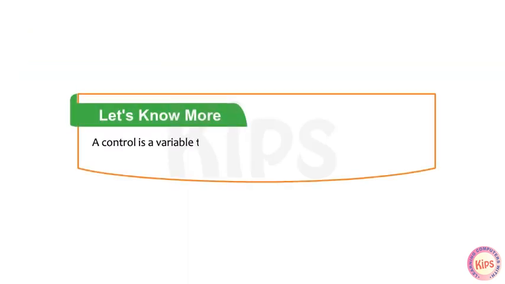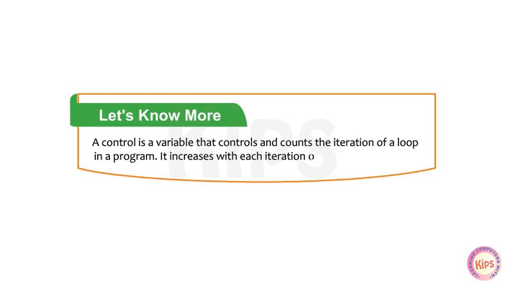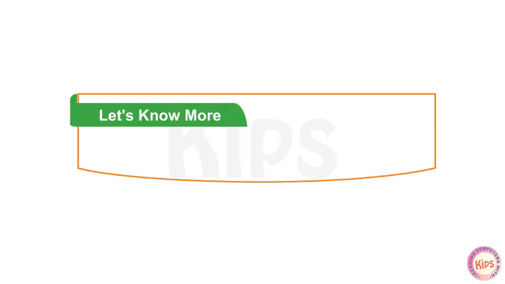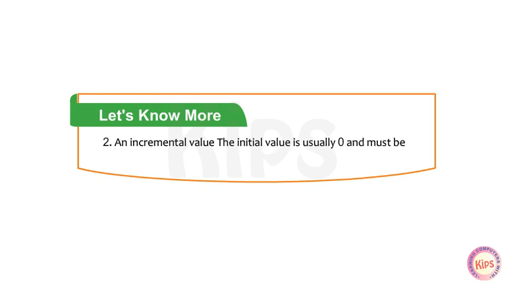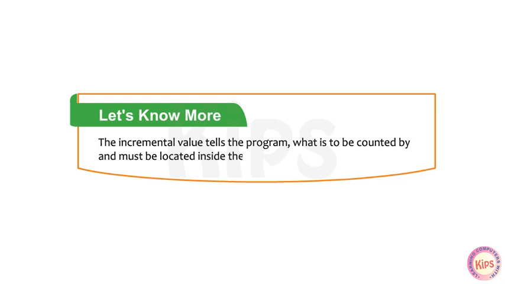Let us know more. A control is a variable that controls and counts the iteration of a loop in a program. It increases with each iteration of a loop in a program. A control needs two things in order to function. Number 1, an initial value. Number 2, an incremental value. The initial value is usually 0 and must be located outside the loop. The incremental value tells the program what is to be counted by and must be located inside the loop.